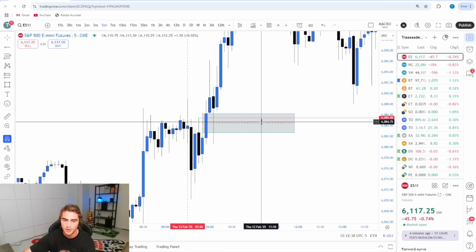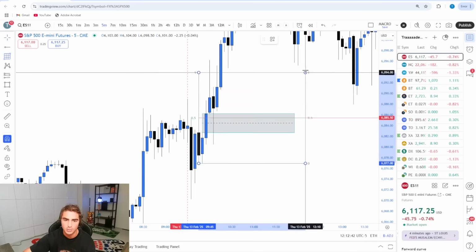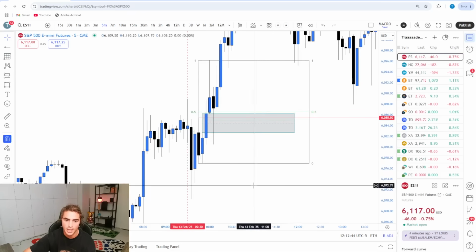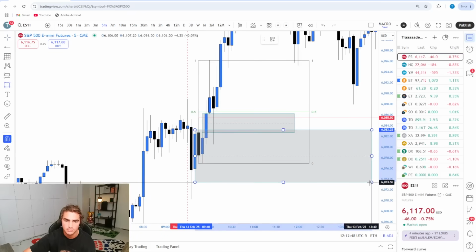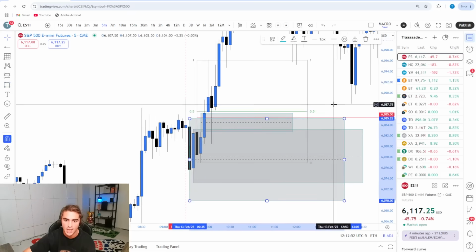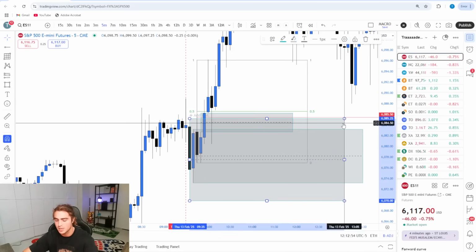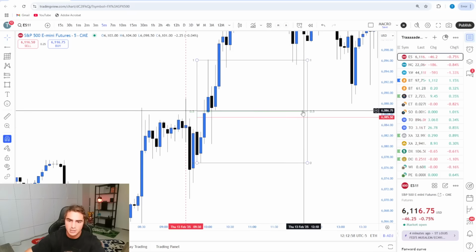So what do we have? We have a fair value gap here. We can literally draw out every single one. We have equilibrium that gets hit. We have a breaker block right here that gets hit. We have the order block right here that gets hit. Literally every single one of our confluences ends up getting hit. Fair value gap, equilibrium, breaker block, order block, all of it gets hit.